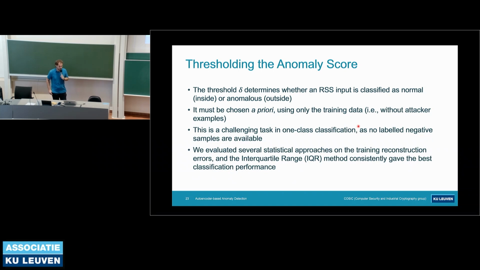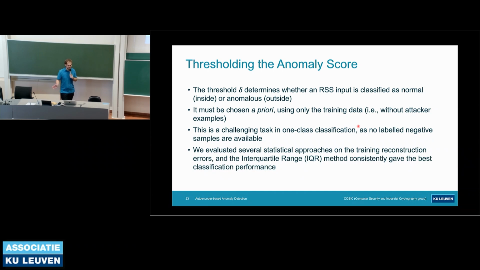Now the question is, how do we determine the threshold? So we will get some sort of error with the reconstruction. How do we know if this error is above or below, or how should we basically classify it based on the error? And here we want to determine a threshold a priori, meaning that we only need to use the training data. So the RSS measurements obtained from the inside anchor nodes. It's basically one class classification, and we don't have negative samples.